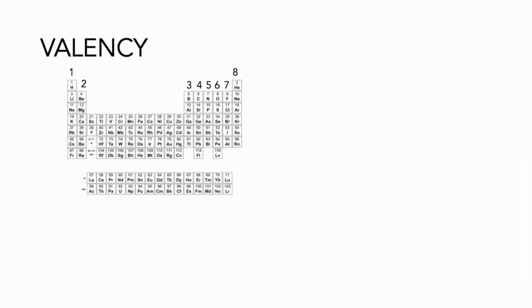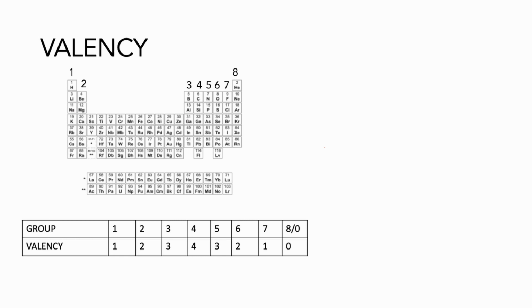Elements all have valency numbers. These numbers are also sometimes called combining powers because they indicate an element's ability to combine with other elements. For the main groups, an element's valency depends on the group that it's in, as you can see here. This is because elements with the same number of outer electrons have the same valency, and we know that elements with the same number of outer electrons are found in the same group.